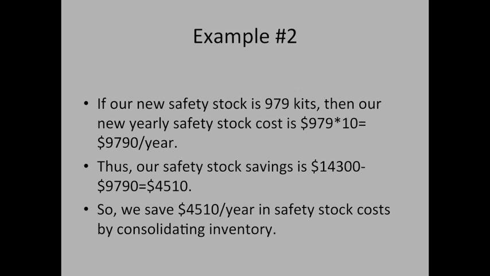If our new safety stock is 979 kits, then it'll cost us $9,790 per year to hold the safety stock in inventory. So, our savings from consolidating, well, that's going to be $14,300, which is how much safety stock cost for all of the old locations combined, minus $9,790, which is how much the combined location costs in terms of safety stock. We end up getting savings of about $4,510. Thus, by combining these locations, we save about $4,500 a year just on these particular kits.